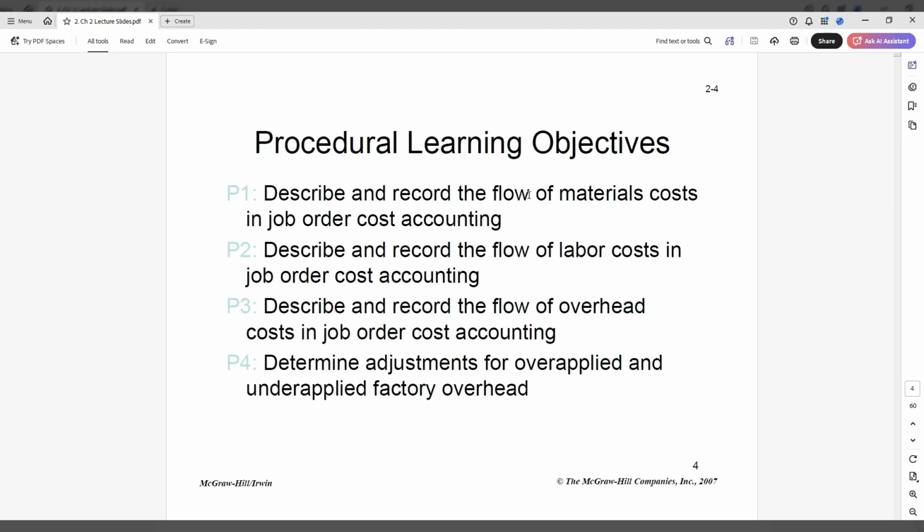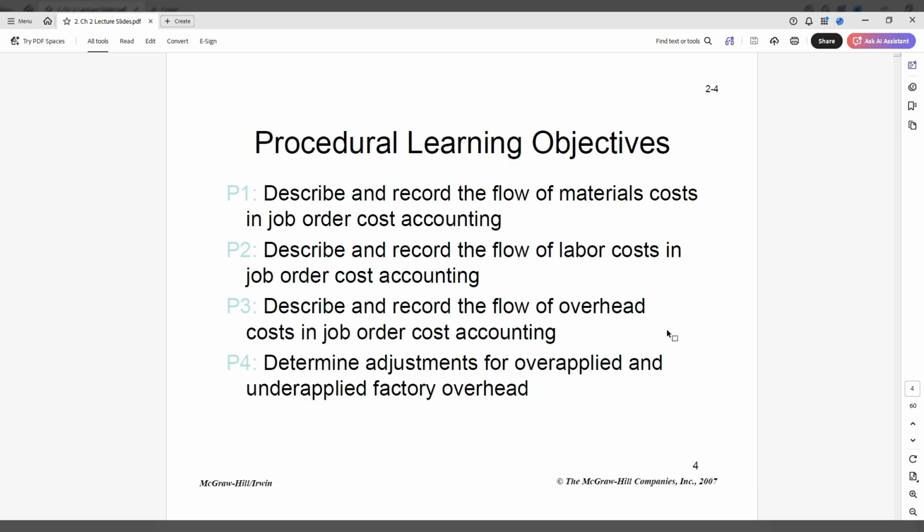We're going to describe and record the flow of materials costs in job order cost accounting. So that's going to be captured in some spreadsheets that we work through. Labor costs, material costs, overhead costs. It gets a little tricky in Chapter 2. So definitely this is a good one to pay attention to and practice as much as possible.